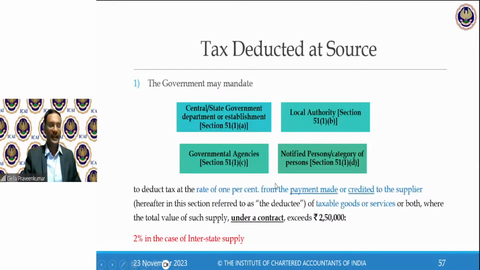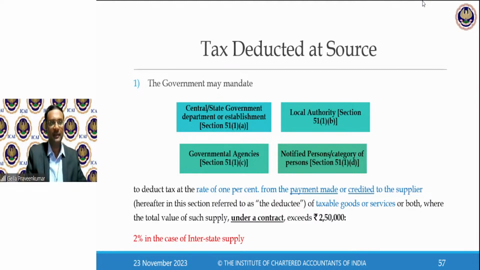Next, the topic under discussion is tax deducted at source. I believe in the last session you had a lengthy, detailed discussion on e-commerce operators. What is an e-commerce operator? Who is an e-commerce operator? What are the conditions connected with an e-commerce operator? How does it operate? How does the payment of taxes happen? Here, we will study only section 51, which deals with the TDS provisions. I'll give you a backdrop of why these TDS provisions in section 51 have come into the picture.